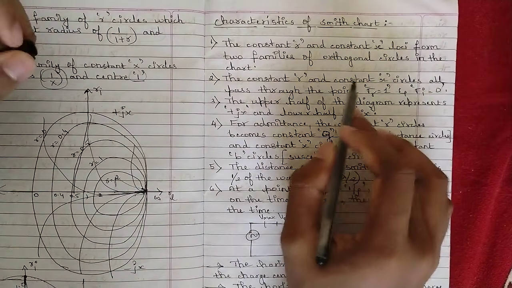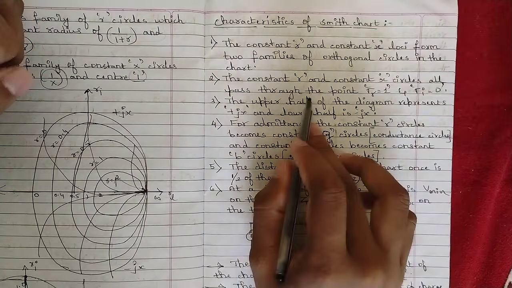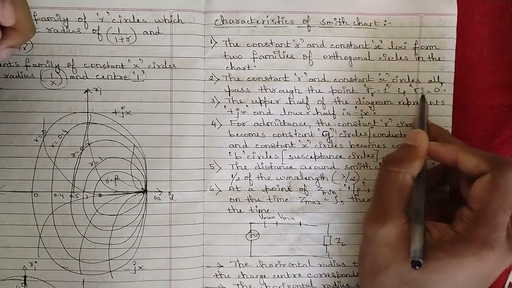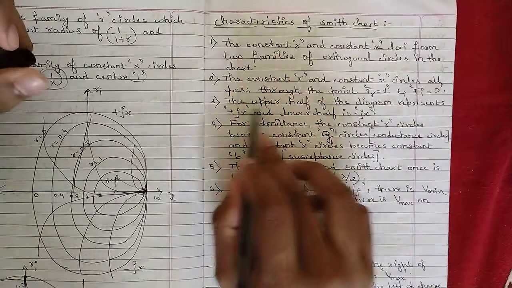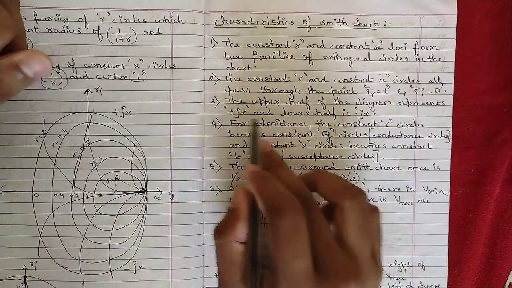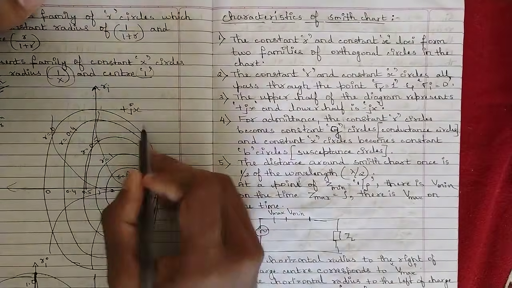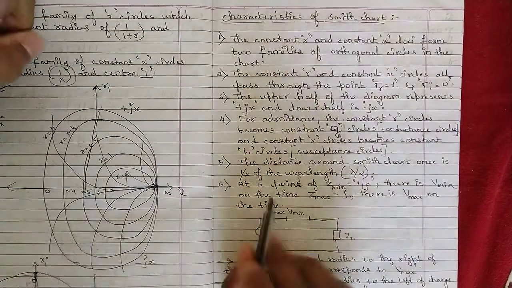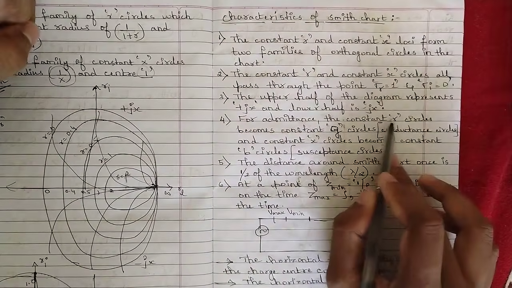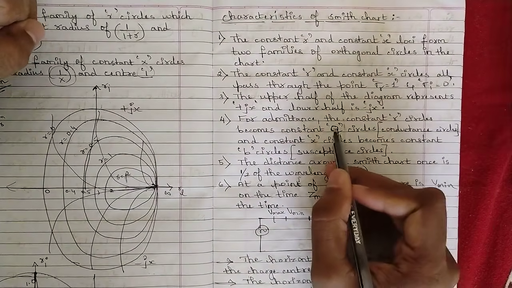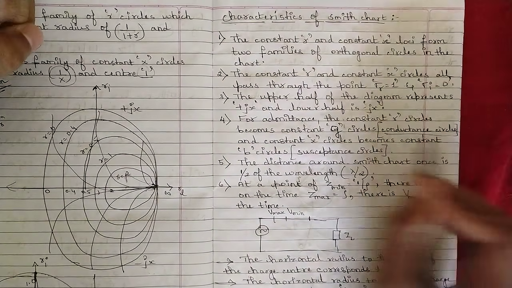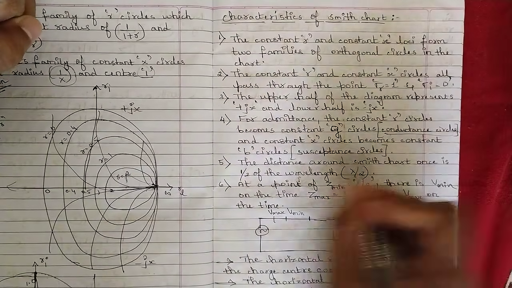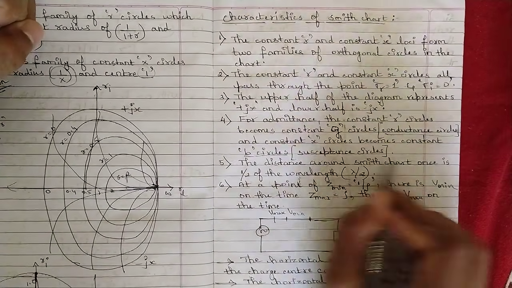So the constant R and constant X circles all pass through the point of gamma R equal to 1 and gamma I equal to 0, okay? The upper half of the diagram represents plus jX, as I've told you, the upper half for positive complex values and lower half for minus jX, okay? For admittance, the constant R circles become constant G circles, that is the conductance circles in case of admittance, and constant X circles become constant B circles in case of susceptance, okay?